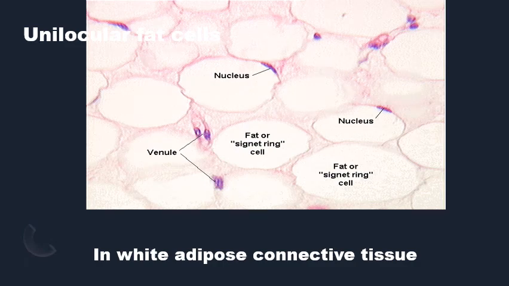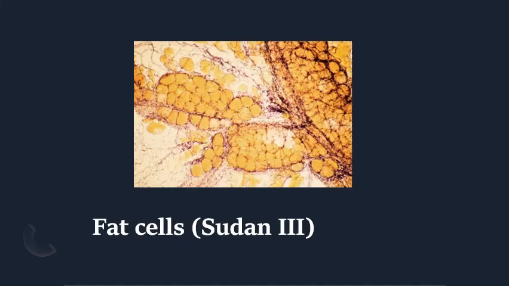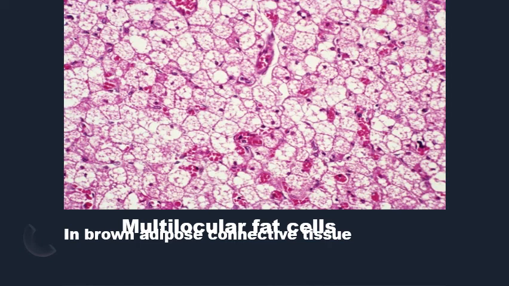This is the white adipose connective tissue, which is formed of unilocular fat cells with the characteristic signet ring appearance. Here is the unilocular white adipose connective tissue. This is white adipose connective tissue stained with Sudan 3. This is multilocular fat cells or brown adipose connective tissue, many locules and highly vascular.